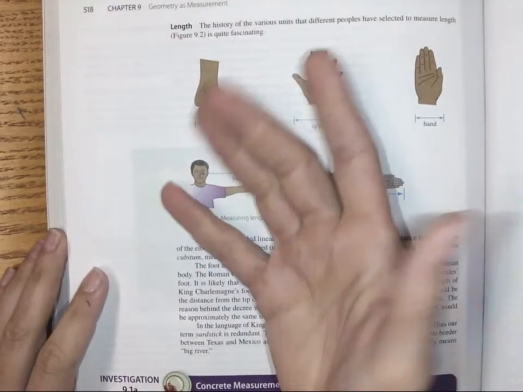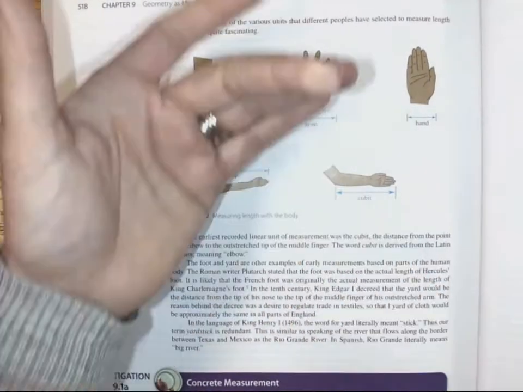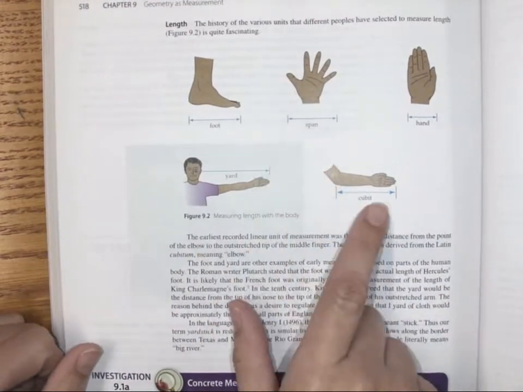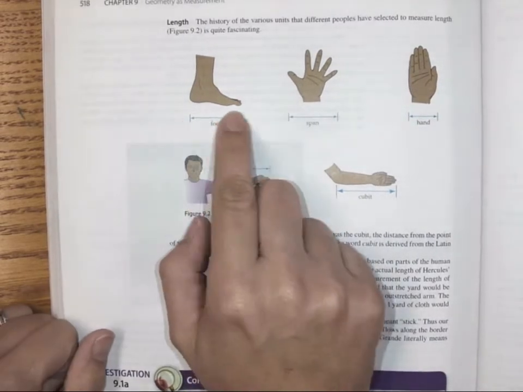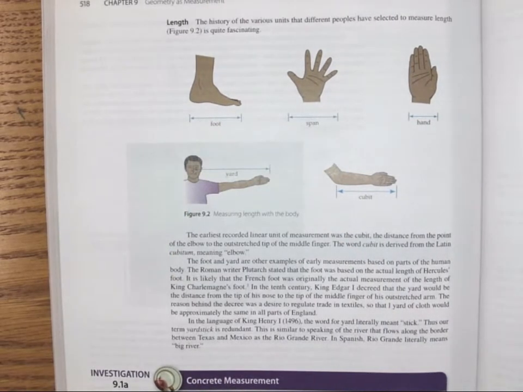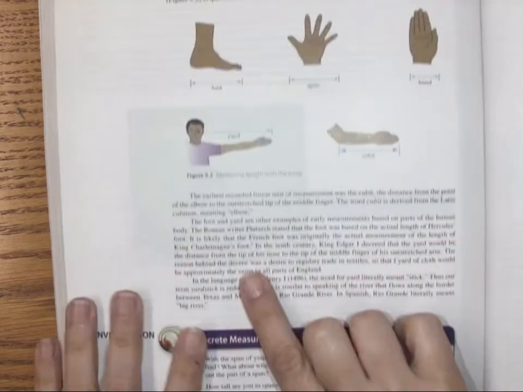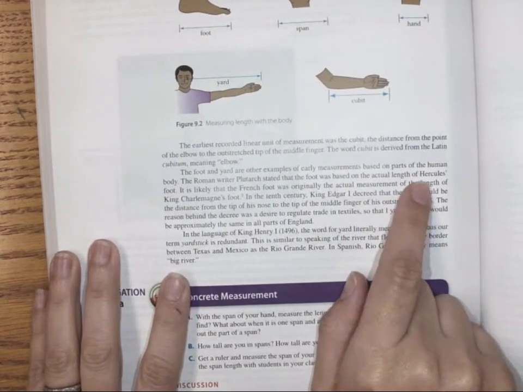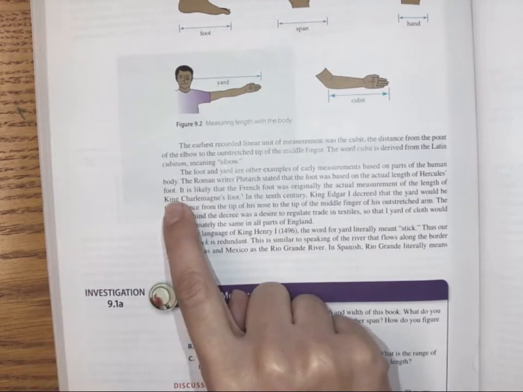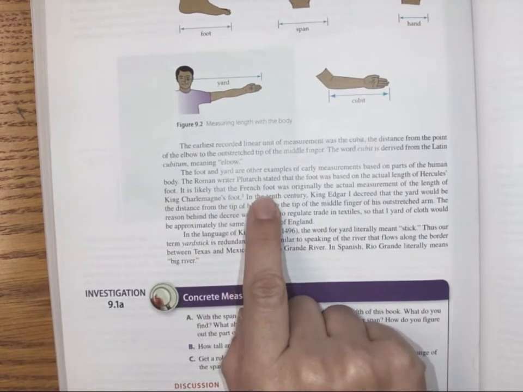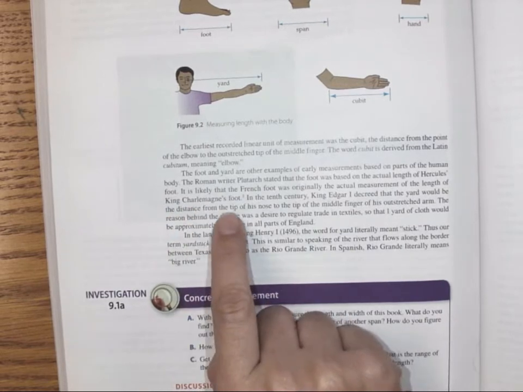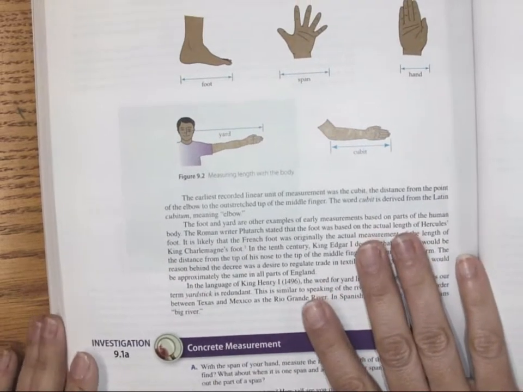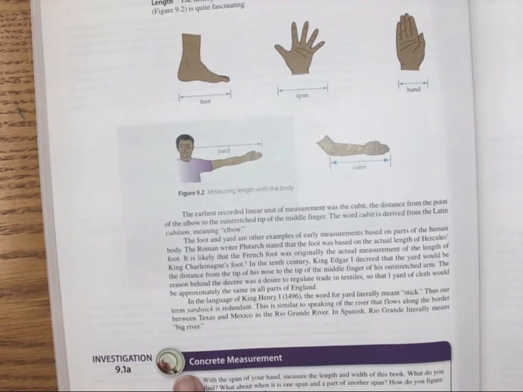So this was called a span. A cubit was from the tip of your middle finger to your elbow. And for most people, a cubit is 2 spans. And then the length of your foot is a foot. And I read, it was right here in the book, that the actual length of Hercules' foot was what they used for the length of the foot. And then the French foot was based on the actual length of King Charlemagne's foot. So that was interesting. And then I also read that people using a foot had actual pacers that they would know.